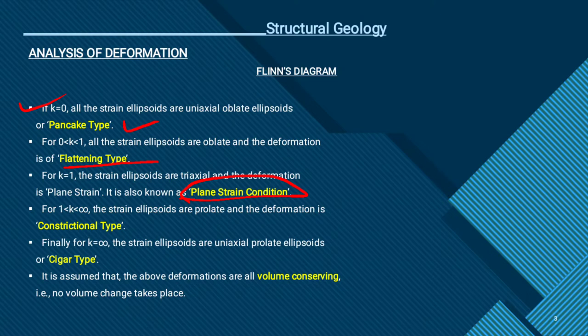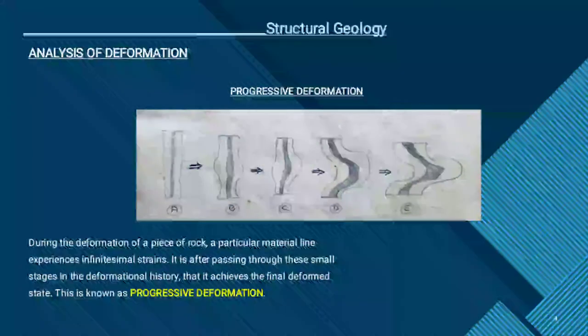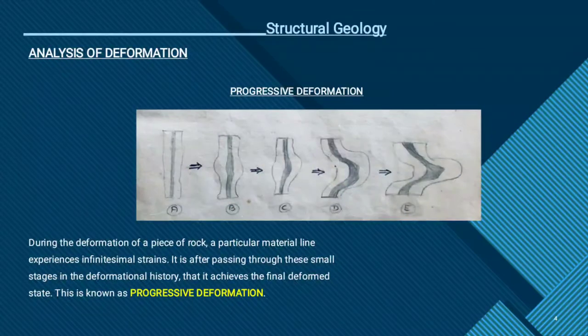So if K equal to 0, we will get the pancake. If K is greater than 0 and less than 1, we will get the flattening. If K equal to 1, we will get the plane strain condition. If K is less than infinity and greater than 1, we will get the constriction. And if K equal to infinity, then we will get the cigar shape. So this is the analysis.